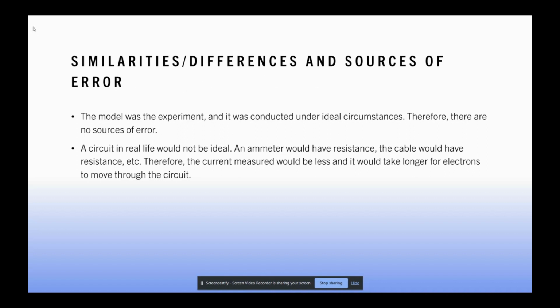The model was the experiment, and it was conducted under ideal circumstances because it was online. Therefore, there are no sources of error. A circuit in real life would not be ideal. An ammeter would have resistance, the cable would have resistance, etc. Therefore, the current measured would be less, and it would take longer for electrons to move through the circuit.